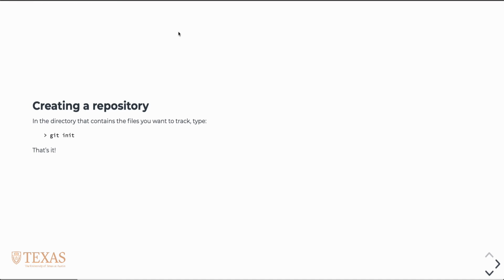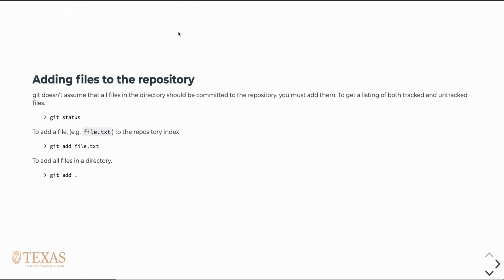So returning to the slides for a minute, we've already covered a few of these things. Git status tells you, again, what the status of the repository is for both tracked and untracked files and any changes you have made. To explicitly add a file, we do it with git add. To add all files in a directory, you could say git add period. Remember, the period is shorthand for the current location.